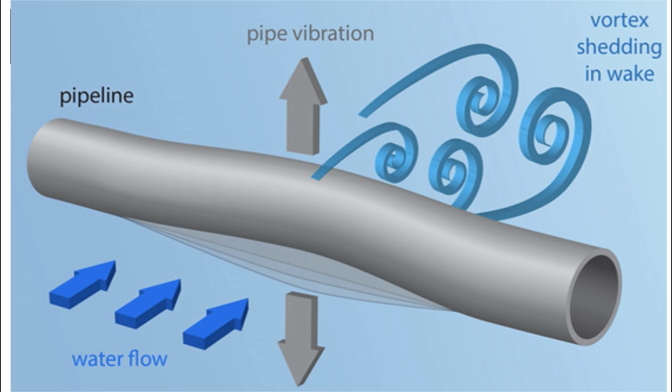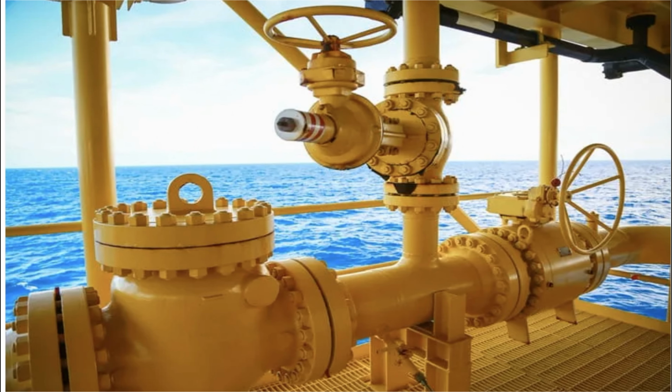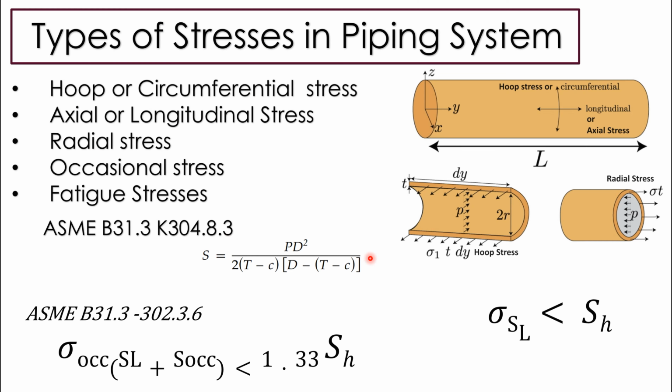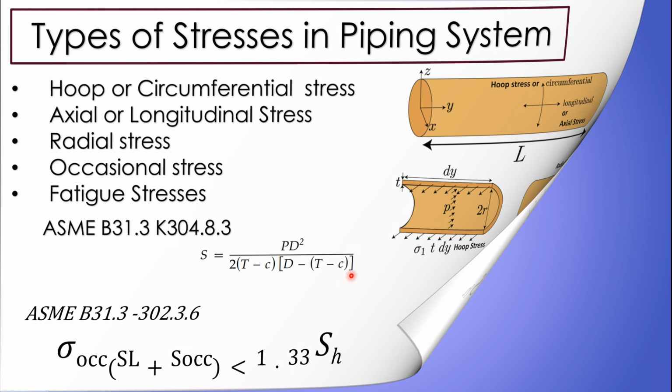equipment, etc. Third type of fatigue is called static fatigue. It is due to sustained load. When a pipe sustains a high load for a long time, due to static fatigue it fails after some time. As per ASME B31.3, section K304.8.3, pressure stress evaluation for fatigue analysis can be calculated through this equation.